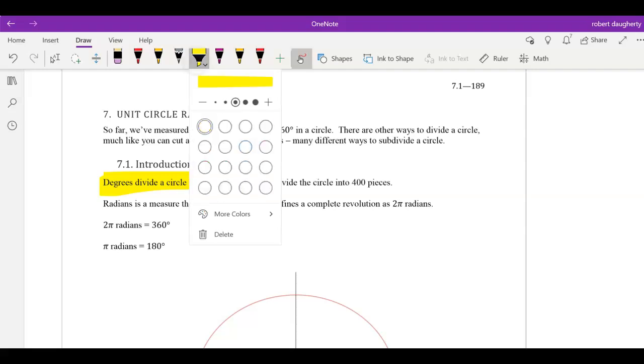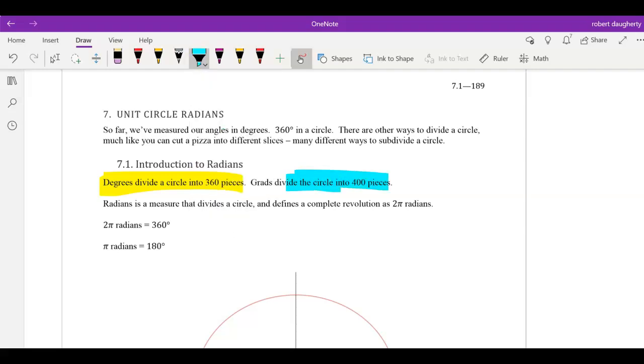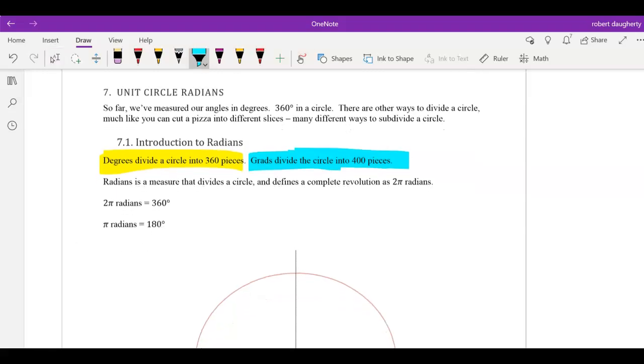There's another unit, and we're not going to test over this, called gradians. They divide the circle into 400 pieces, so a complete revolution would be 400. Okay. So what we're doing here, we're shifting gears, and we're dealing with something called radians. It's just another way of measuring a complete revolution around a circle.